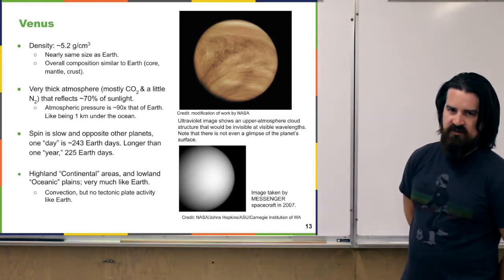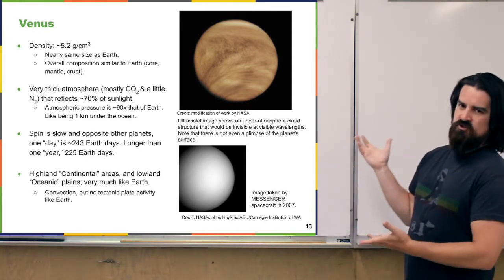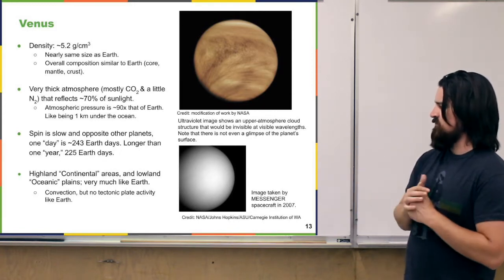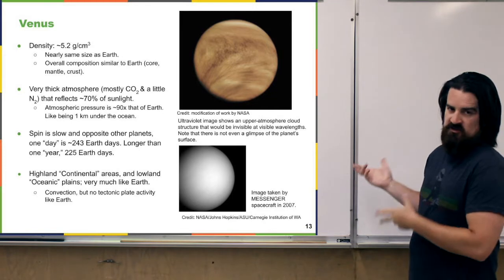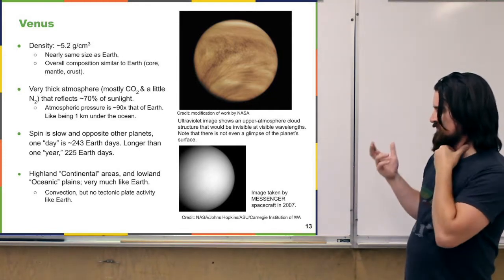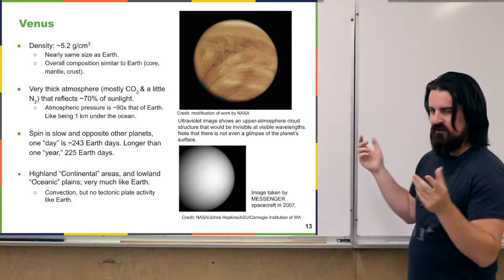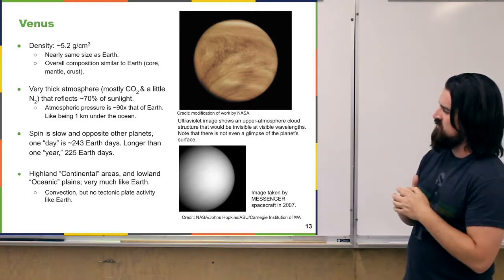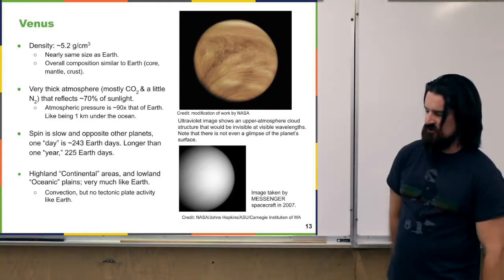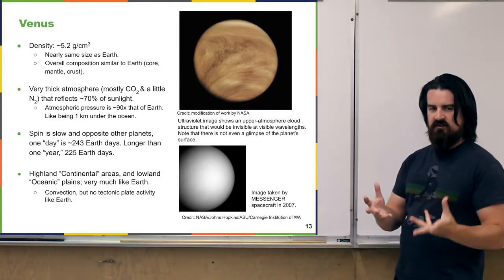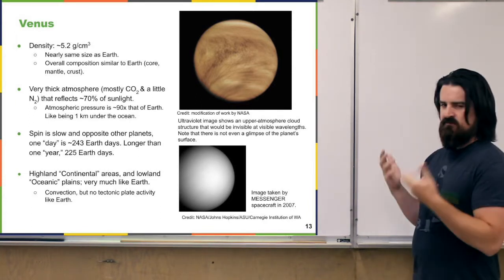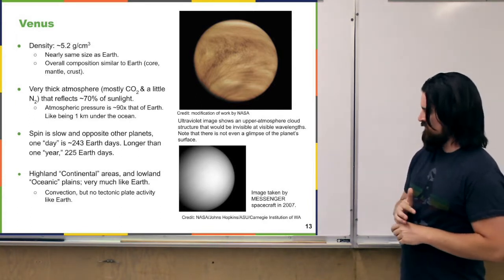So like I said, we did eventually get an idea of what the surface looks like, somewhat from probes and also from doing radar scans. And it's still pretty similar to Earth and to Mercury and even the Moon, where there are these highland, continental areas and these lower, oceanic plains. It seems that there is some convection happening within the planet, in the mantle, similar to Earth, but it doesn't have tectonic plate activity like the Earth does.